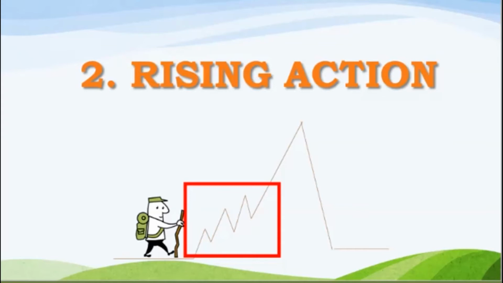All right, so let's repeat. We mentioned a while ago that the exposition is the introduction of the characters. Meanwhile, in the rising action, this part of the story begins to develop the conflict. The conflict is being introduced in the rising action. A building of interest or suspense occurs and leads to the climax. Meaning to say, in the rising action, a lot of complications arise.